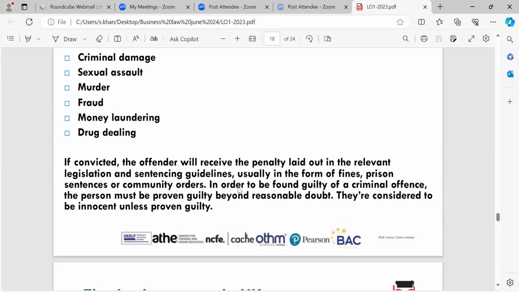And the fundamental difference of each one is that criminal law seeks to punish, civil law seeks to remedy. So if there's a criminal offence being committed, then criminal law will want to punish the person, whereas in civil cases, they will want to get some form of compensation.